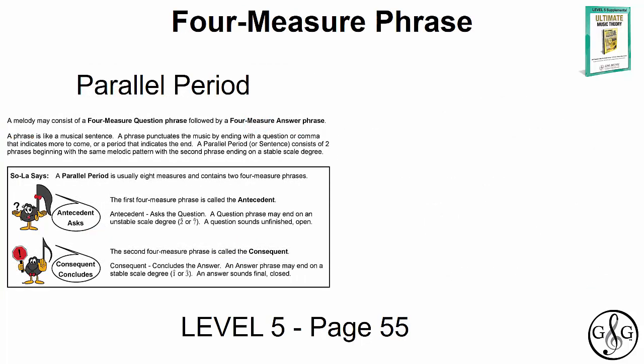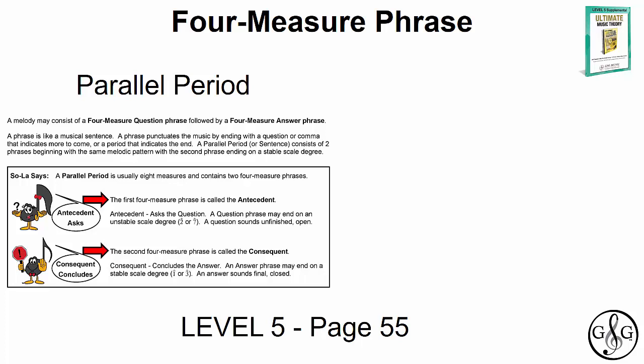4-measure phrase. So what's new in level 5 is the parallel period. Now, a parallel period is usually 8 measures and contains 2 4-measure phrases. So the first 4-measure phrase is called the antecedent, that asks the question and may end on an unstable scale degree, such as 2 or 7, and sounds unfinished or open, questioning. The second 4-measure phrase is called the consequent, and that concludes the answer, and it may end on a stable scale degree 1 or 3.